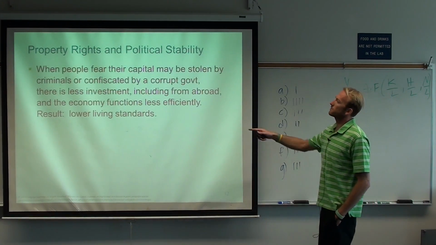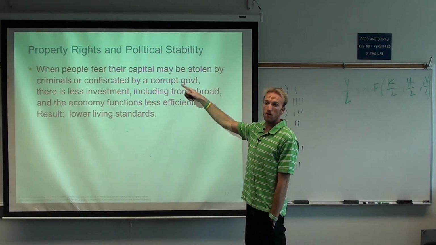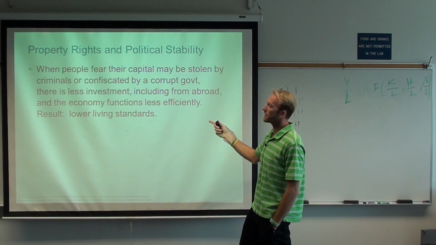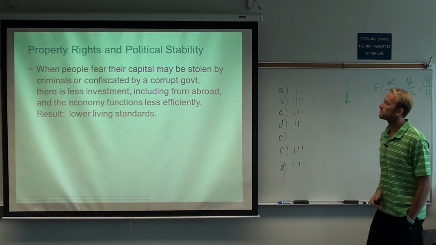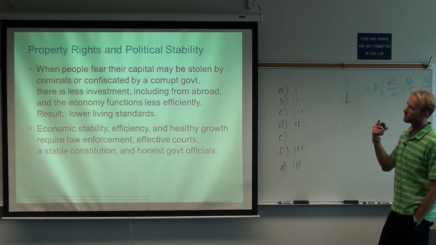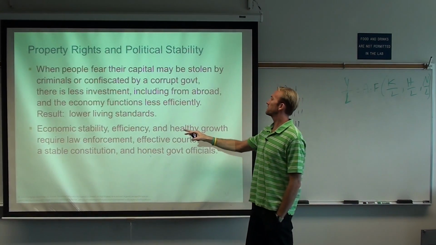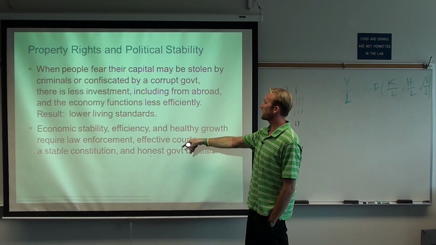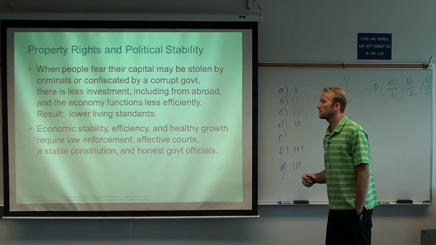And this is basically what I was saying, right? When people fear that their capital might be stolen by the criminals or stolen by the government, then people have less investment, lower living standards. The opposite is what we need. We need economic stability, efficiency, and healthy growth. Require law enforcement, effective courts, a stable constitution, and honest government officials.